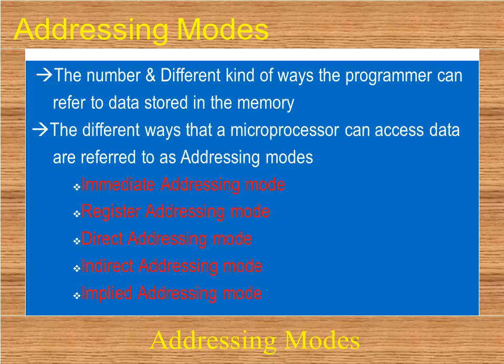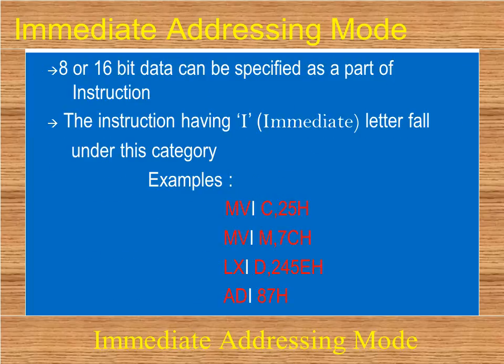There are 5 addressing modes in the 8085: immediate addressing, register addressing, direct addressing, indirect addressing, and implied addressing. First, immediate addressing. The 8-bit or 16-bit data can be specified as a part of the instruction. In this, I can be used to indicate it is immediate addressing.